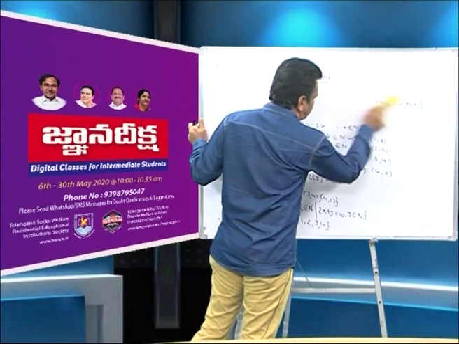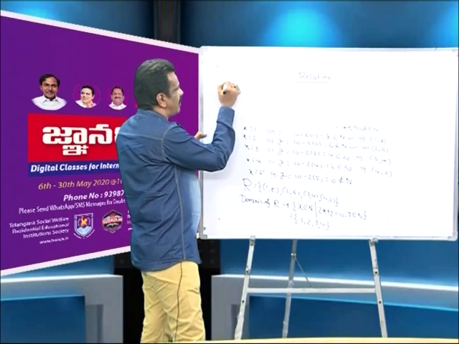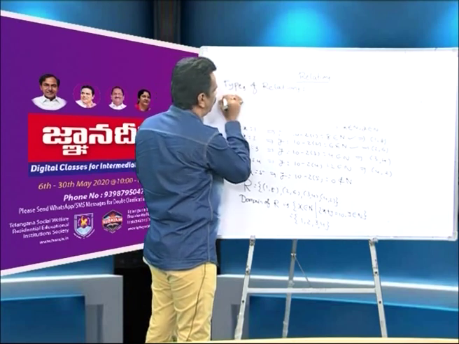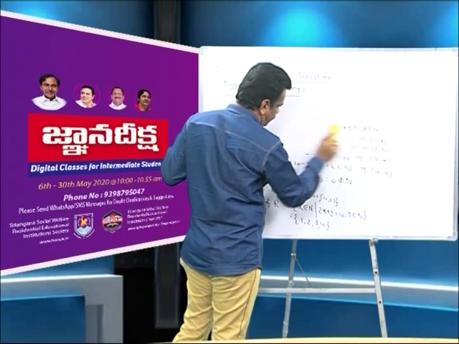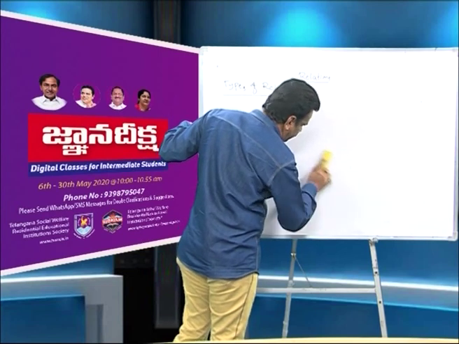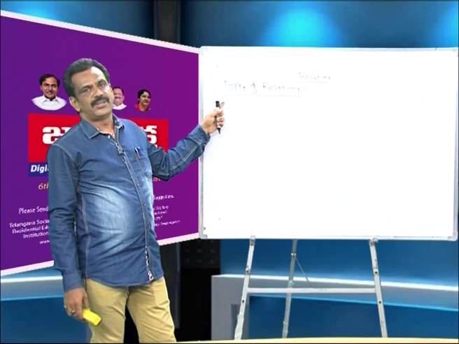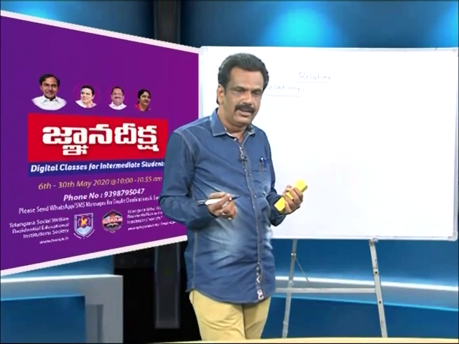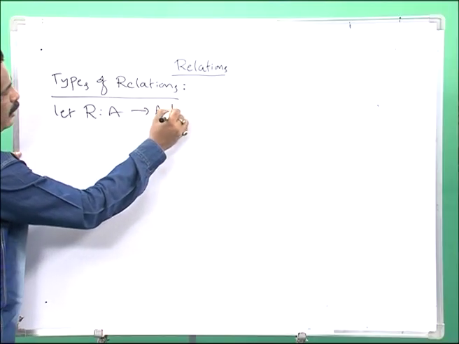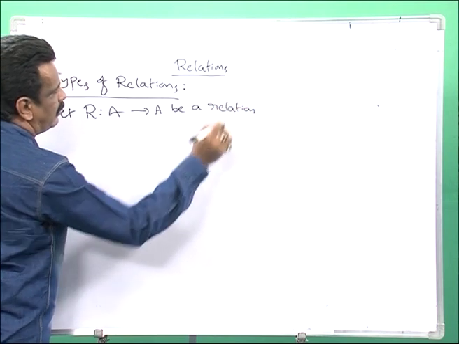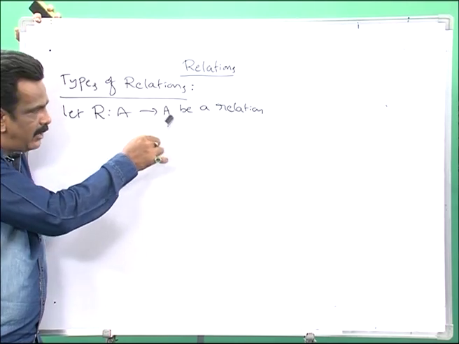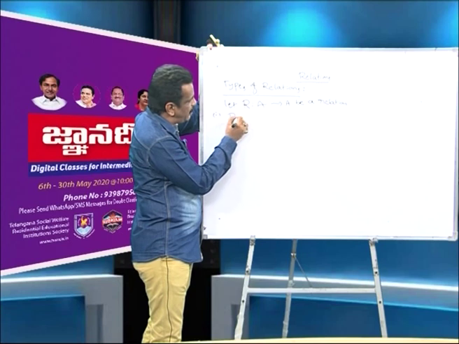Next we discuss types of relations. In these types of relations, we take the condition B equal to A. That means we are discussing a relation defined on a set A. Let R from A to A be a relation, meaning its domain is A and range is also A. That is the case when B equal to A. So if you take a relation defined on A, I want to discuss point number 1, reflexive relation.